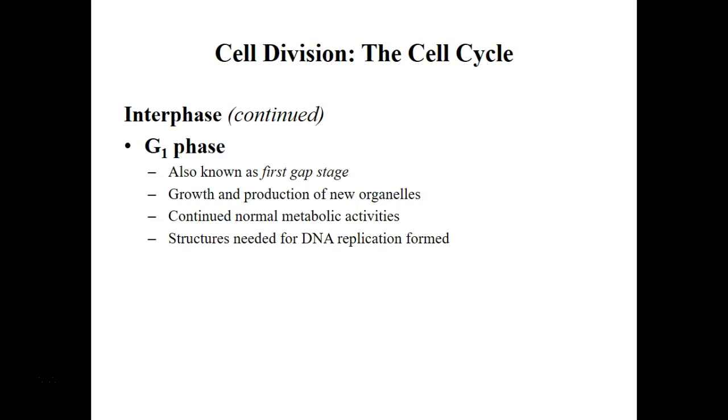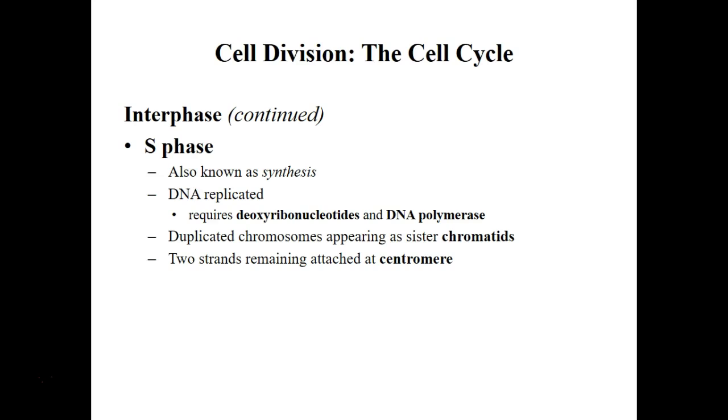So gap 1 is where we grow the cell's size. We produce new organelles. We produce proteins for replication. Synthesis, we're going to replicate our DNA so that we have 2 identical copies of every single chromosome. And the identical copies attach to their sister. And when they're attached, the chromosome itself consists of 2 sister chromatids. They attach at the region called the centromere.